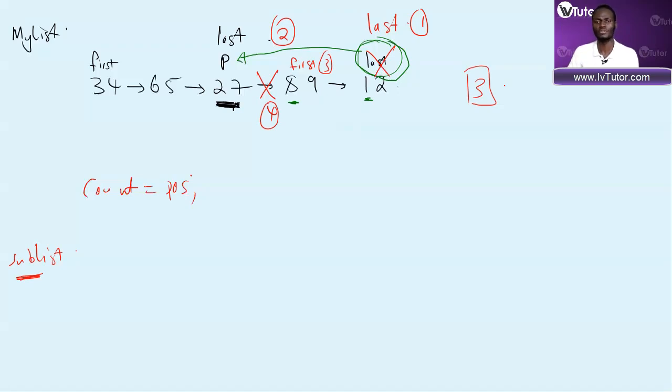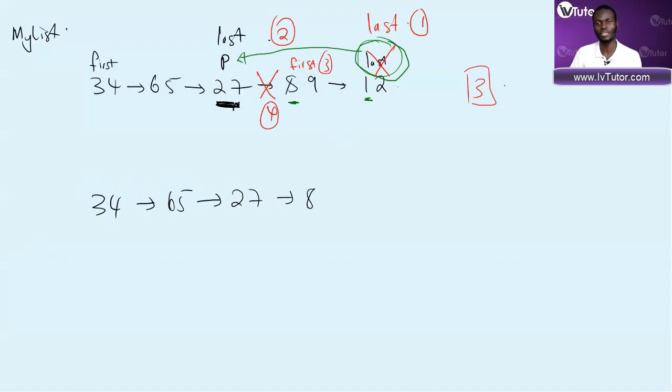I'm going to try and draw this again more clearly, so that we can all follow through what's going on here. So we've got 34 here, which links to 65, which links to 27, which links to 89, which links to 12, which links to nothing. This is my current first. This is my last. And I want to divide at this pointer P.